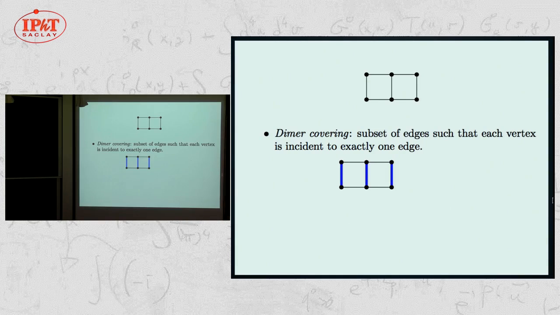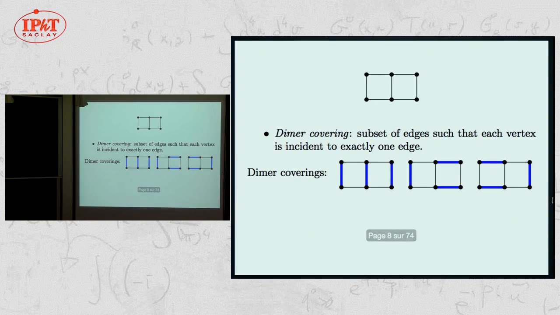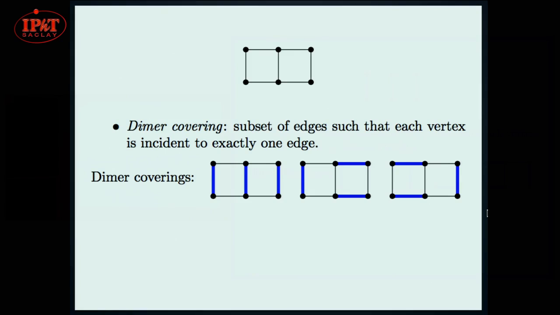A subset of edges such that each vertex belongs to exactly one of the edges in that subset. So here in blue, you see I selected 3 edges. These edges in blue are called the dimers, and each vertex is exactly on one blue edge. This is not the only dimer covering of this graph. This graph actually has 3 dimer coverings, which are these 3 configurations.